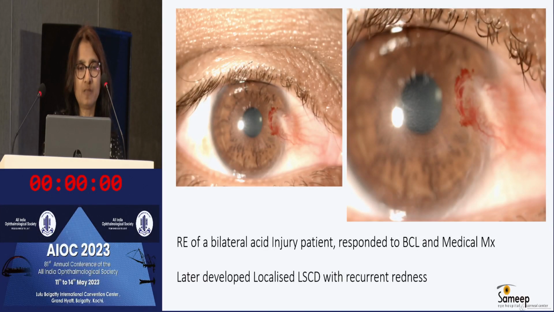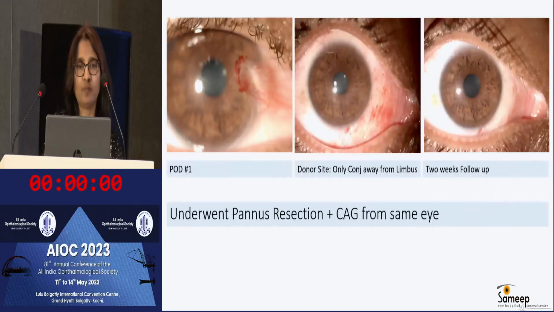This is a very recent case, right eye of a bilateral acid injury patient, who responded to bandage contact lens and medical management initially, but later developed localized limbal stem cell deficiency with recurrent redness, watering, and pain, and you can see the hemorrhagic areas also. Here again, it was bilateral, but the other eye was less affected. We decided to take the graft from the same eye, and that was taken from the supratemporal area and transplanted here, as you can see.